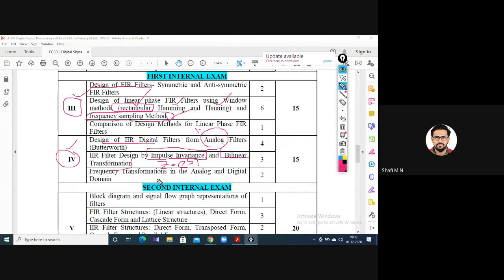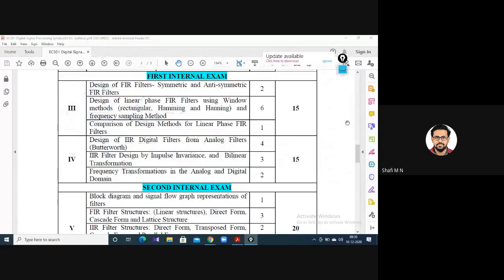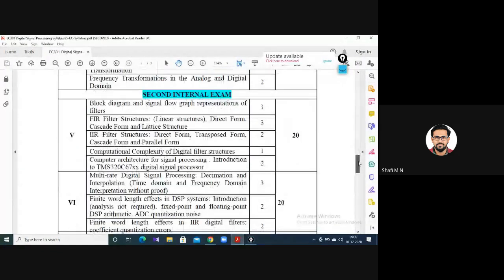Then you have frequency transformation. That is how to convert low pass to high pass, low pass to band pass, and so on. We have discussed only low pass to high pass. Forget the other things. I will give you the equations later. So that's the end of module 4. Module 3 was design of FIR filters, module 4 was design of IIR filters. Now back to module 5.